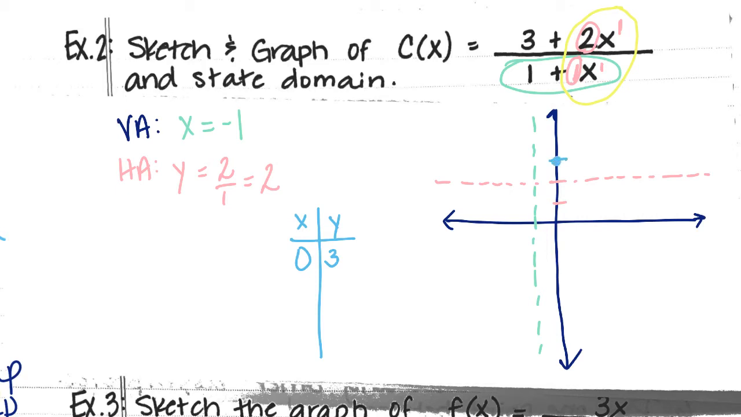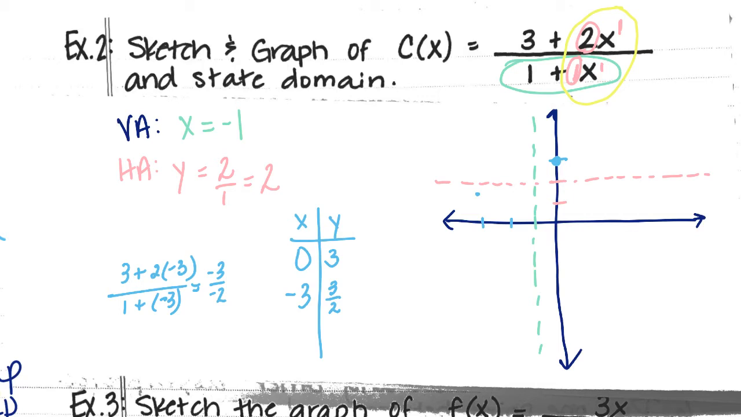Okay, and then when I plug in, let's plug in -3. What happens when I plug in -3? Let's see, I have 3 plus 2 times -3 over 1 plus -3. Well, this will be 3 plus -6, which is -3 over -2, which is 3/2. So it looks like this is -1, -2, -3. This will go up to 1/2.